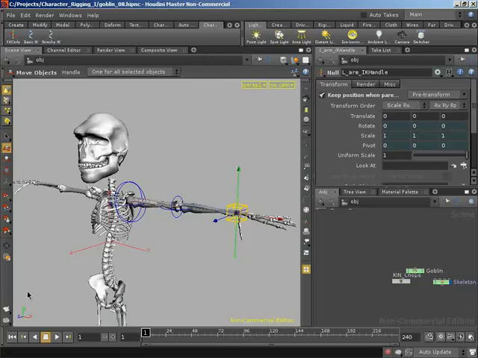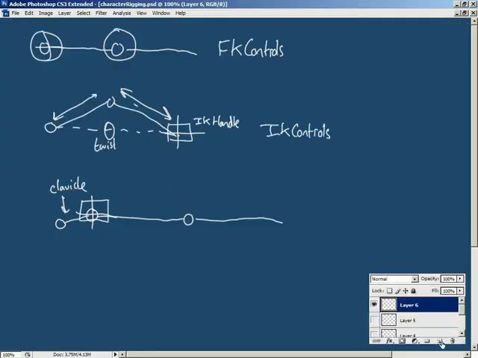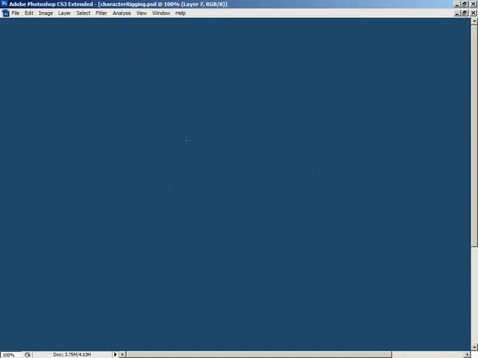So I do want to jump over to the whiteboard. Let's bring up a new layer, and grab my brush, fantastic.